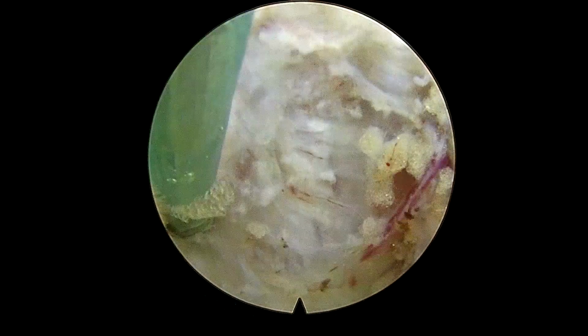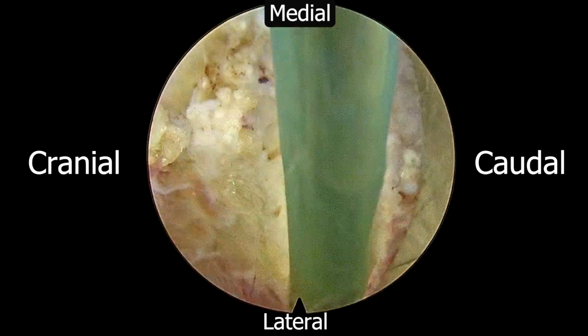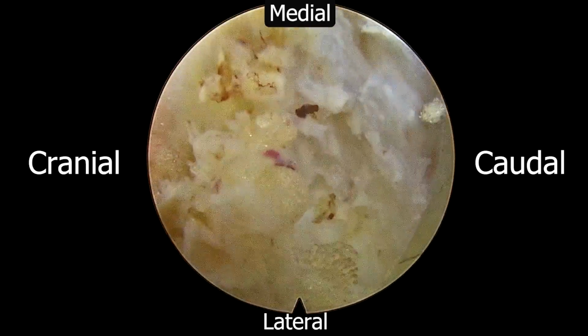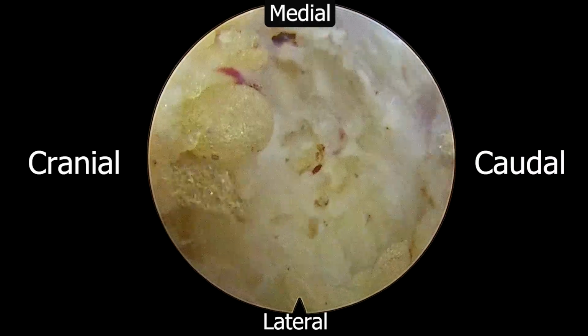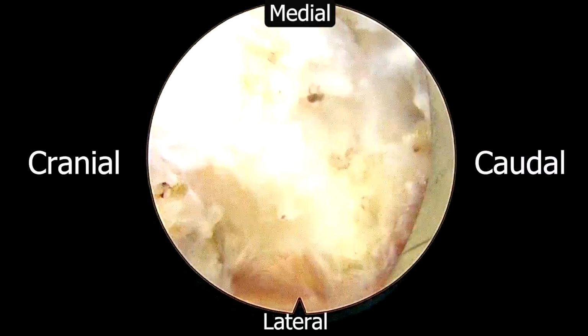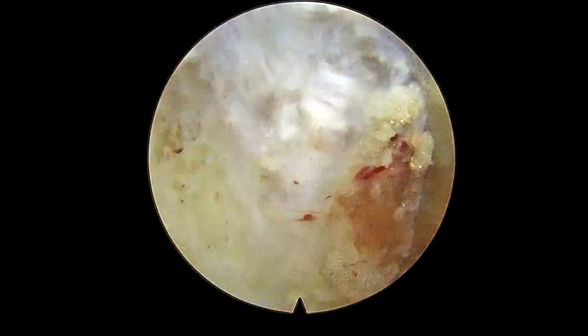The yellow structure which you can see here is nothing but the yellow ligament, the ligamentum flavum. Let me orient you first. 9 o'clock here is cranial, 3 o'clock is caudal, 6 o'clock is lateral, and 12 o'clock is medial. You can see we are removing the soft tissues from the interlaminar window here.